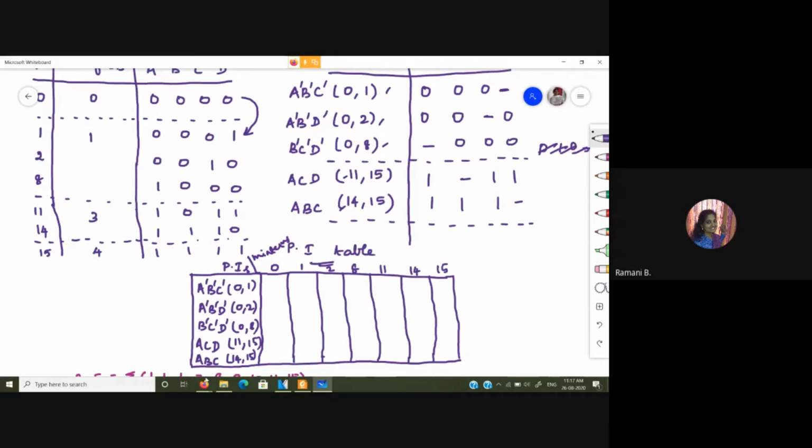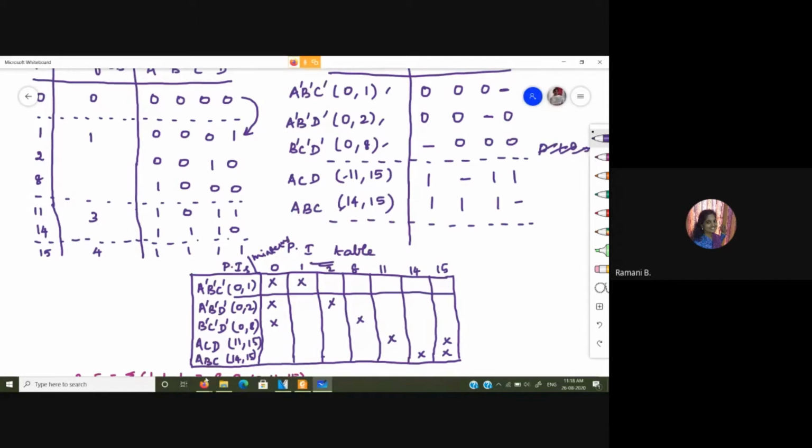In the prime implicant table, what we actually do is we write the minterms and put the X mark on the corresponding minterm combination. Here 0 and 1 is forming this group, so we mark an X in it. And with A bar, B bar, D bar, we have 0 and 2. And with B bar, C bar, D bar, 0 and 8. And 11 and 15. And lastly 14 and 15.